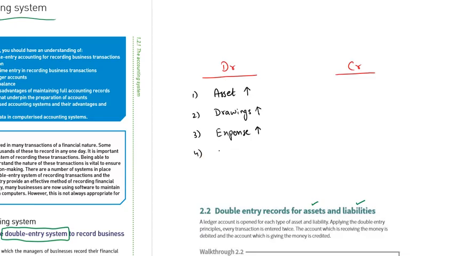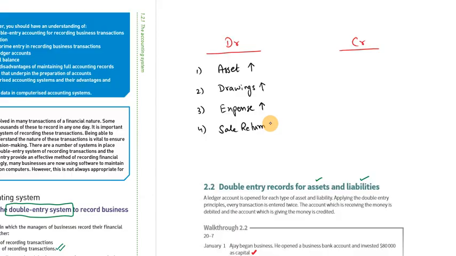Fourth one is sale return. The nature of sale return is debit. The nature of sale is credit. So sale return is debit and sale is credit. And the fifth one, the last one, is purchases. The nature of the purchases account is debit. So if asset, drawings, expense, sale return, or purchases increase, we will debit.